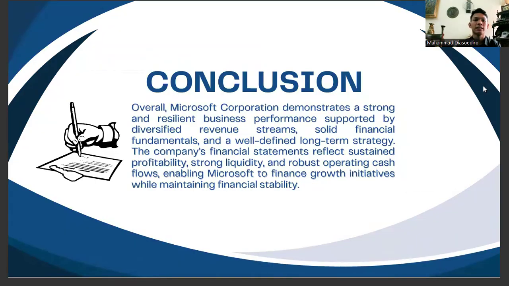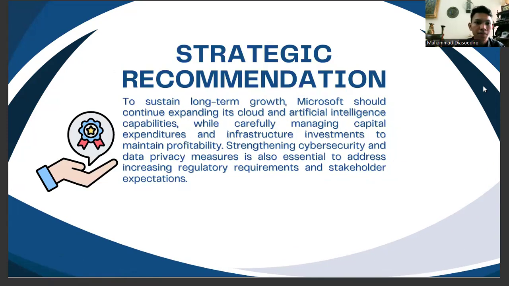So for the conclusion: overall, Microsoft Corporation demonstrates a strong and resilient business performance supported by a diversified revenue stream, solid financial fundamentals, and a well-defined long-term strategy. The company's financial statements reflect sustained profitability, strong liquidity, and robust operating cash flow, enabling Microsoft to finance growth initiatives while maintaining financial stability. Strategic recommendation.